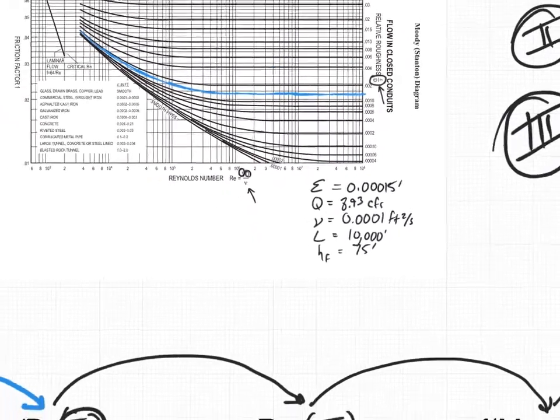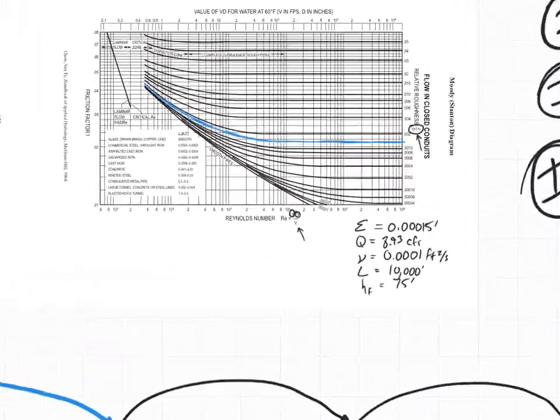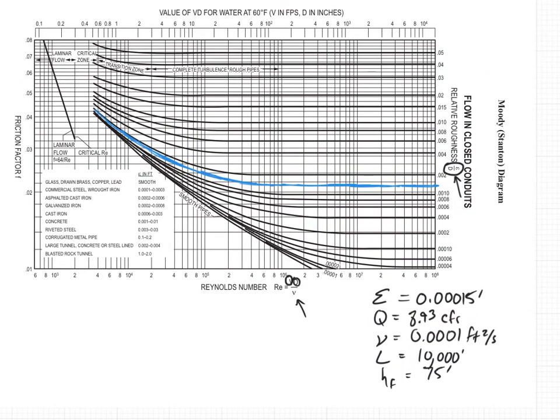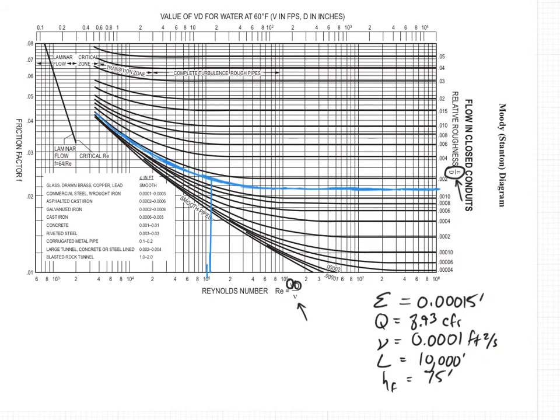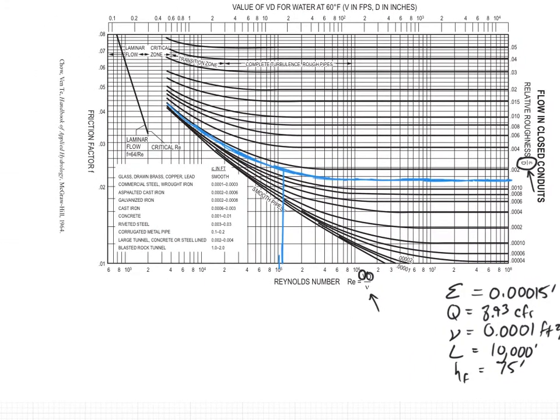Now, what's my Reynolds number? 1.1 times 10 to the 5th. So here's 10 to the 5th, and 1.1 is maybe right in here. It appears I'm running out of battery, which is awfully annoying. But anyway, we're going to go up like this, right there, and then we're going to take a left-handed turn, and we're going to go like this.